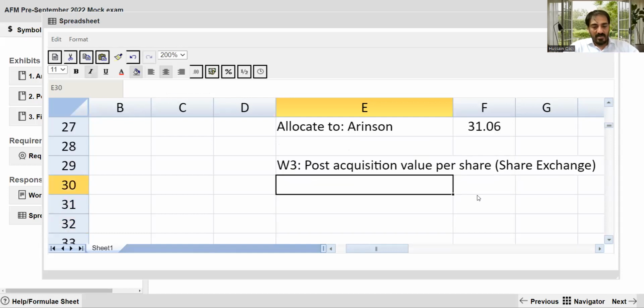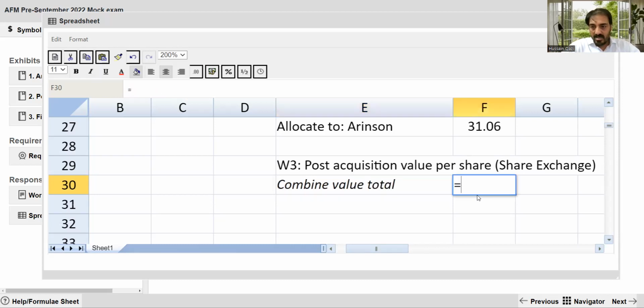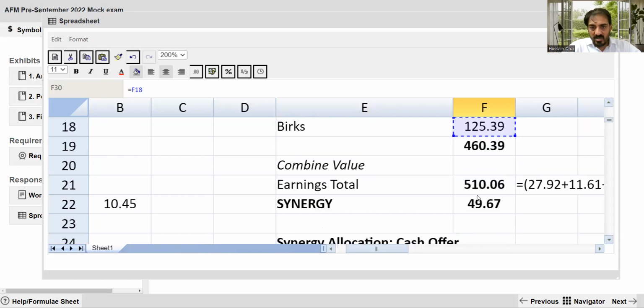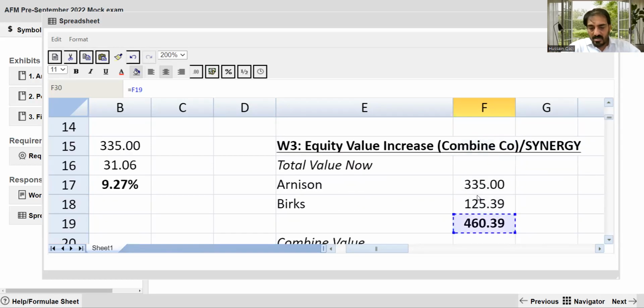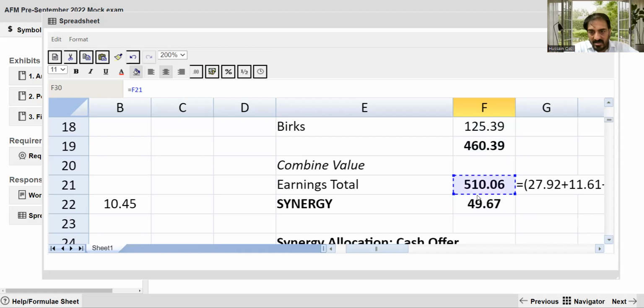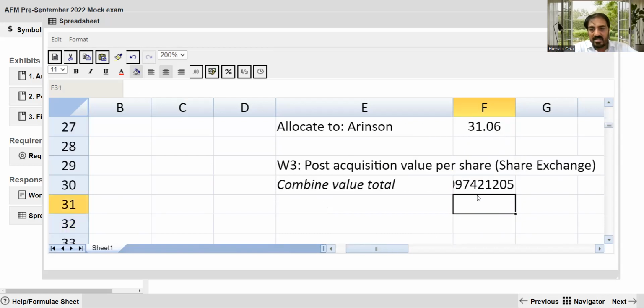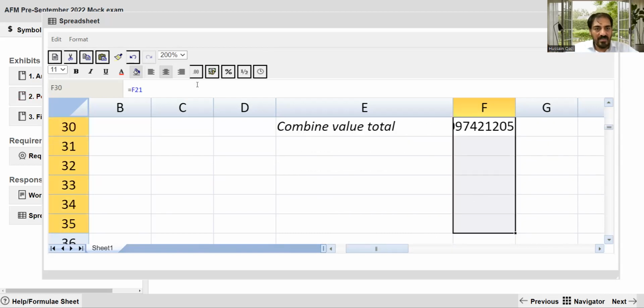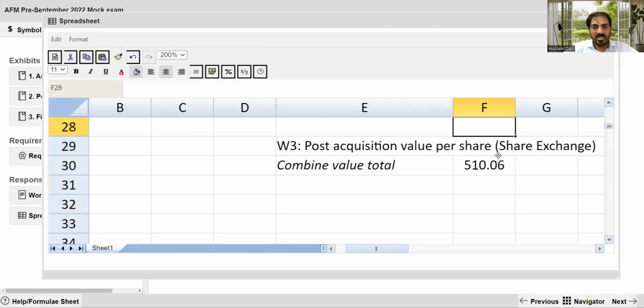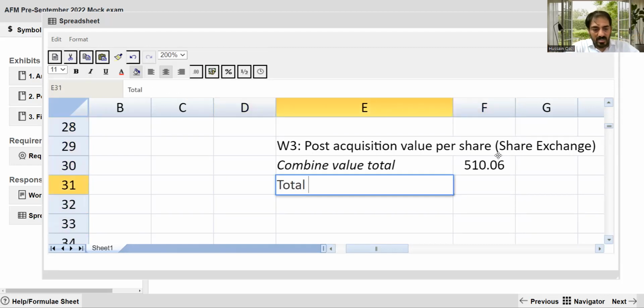Now, number 1, combined value, as we calculated above. What is the total combined value? That is 510.06.